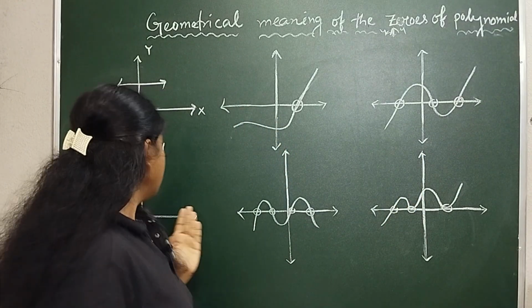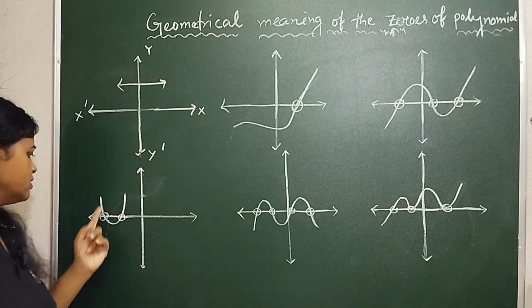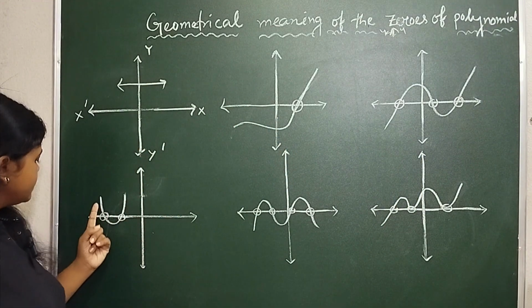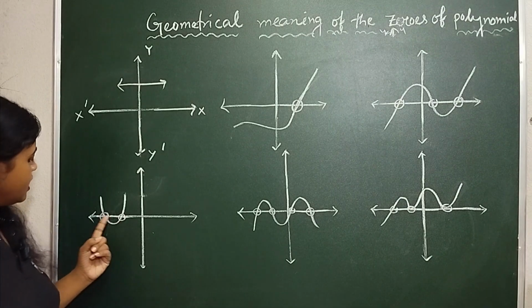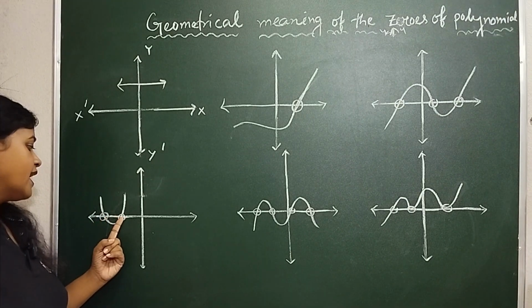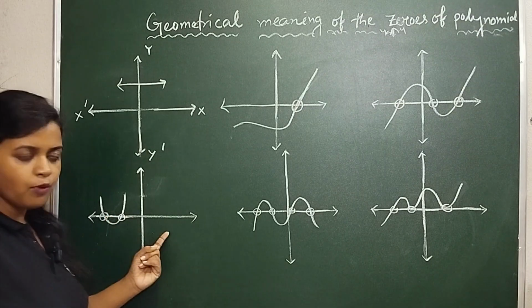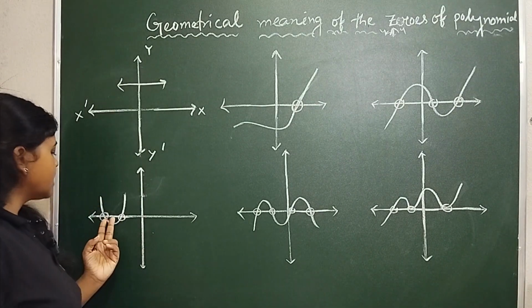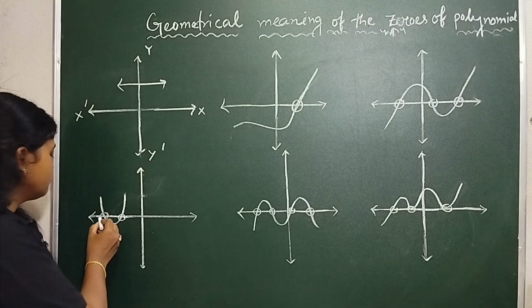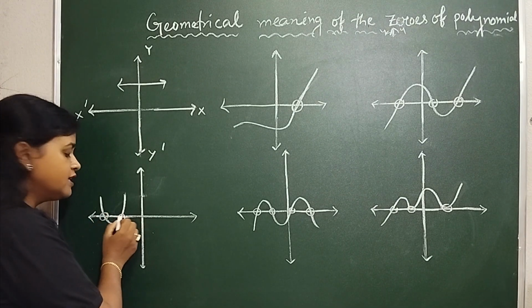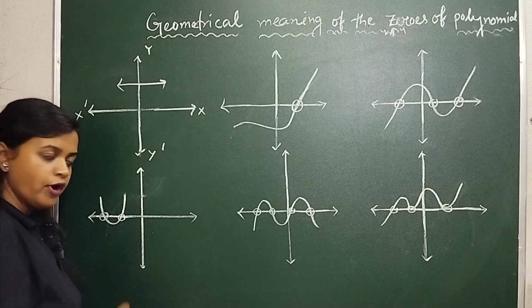In the fourth one, this is a parabola, and this graph cuts the x-axis at 2 points. This is the negative side of the x-axis. It can be negative, it can be positive also. So this graph has 2 zeros of the polynomial because it cuts the x-axis at 2 points.